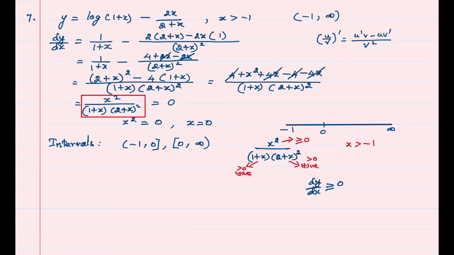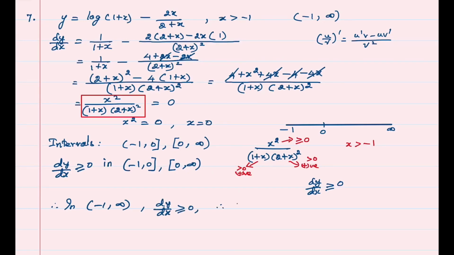In both the intervals, the function is an increasing function. We cannot use the word strictly because we have included the critical value 0. dy by dx is greater than or equal to 0 in both these intervals. And they are consecutive intervals, and in both the intervals it is an increasing function, so we will combine and write. Therefore, in the interval minus 1 to infinity, dy by dx is greater than or equal to 0. Therefore, the given function y is increasing in its domain.